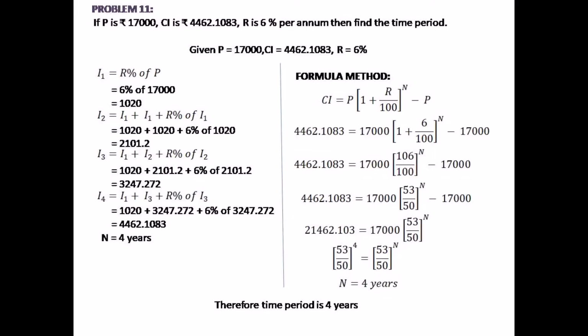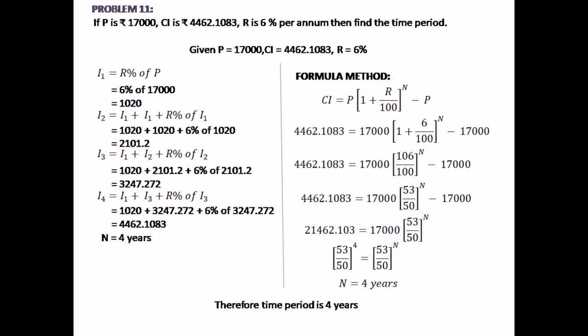If P is rupees 17,000, CI is rupees 4,462.1083, R is 6% per annum, then find the time period. Given P equals 17,000, CI equals 4,462.1083, R equals 6%. We have to find the number of years. I1 equals R percent of P, that is 6% of 17,000. Gives I1 is 1020.